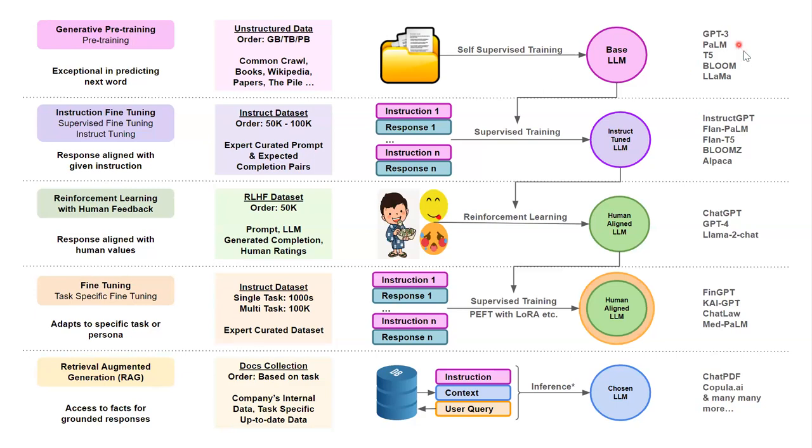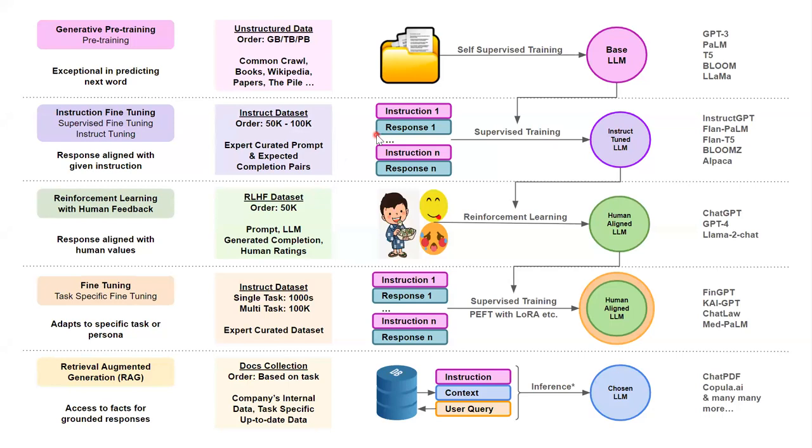Now, some examples are given here, GPT-3, PaLM, T5. These are examples of just pre-trained models. These are also known as base LLMs. Now for instruction fine-tuning, we use specifically curated data sets of instruction and expected response, that is, prompt or query and expected response. And this data set is expected to be in the order of 50,000 to 100,000 pairs of expert curated prompts and expected completions.